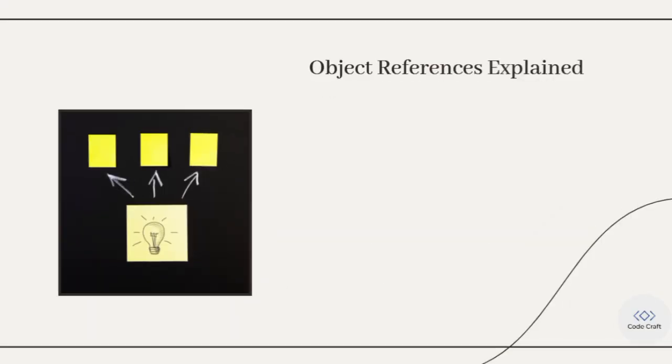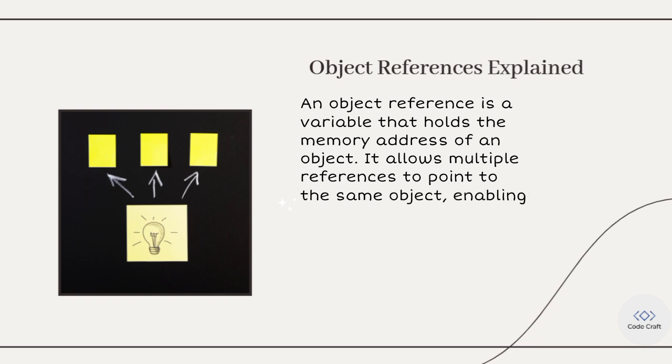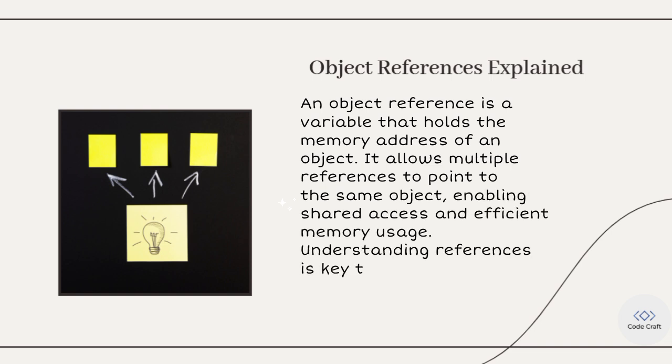Object references explained. An object reference is a variable that holds the memory address of an object. It allows multiple references to point to the same object, enabling shared access and efficient memory usage. Understanding references is key to avoiding unintended modifications.